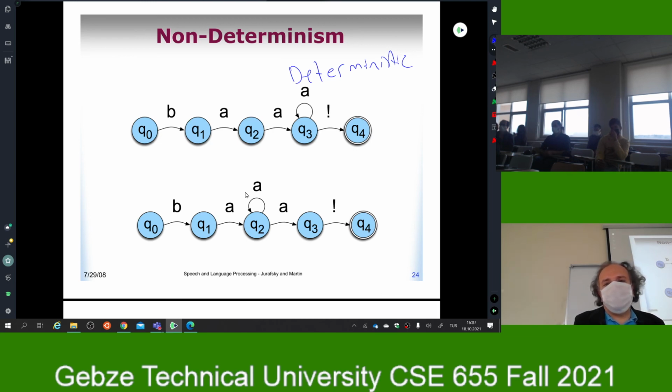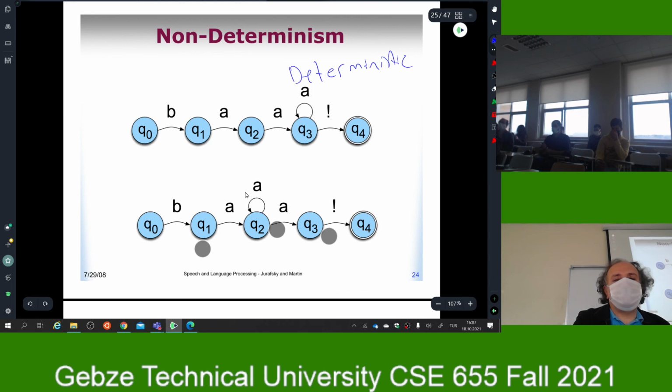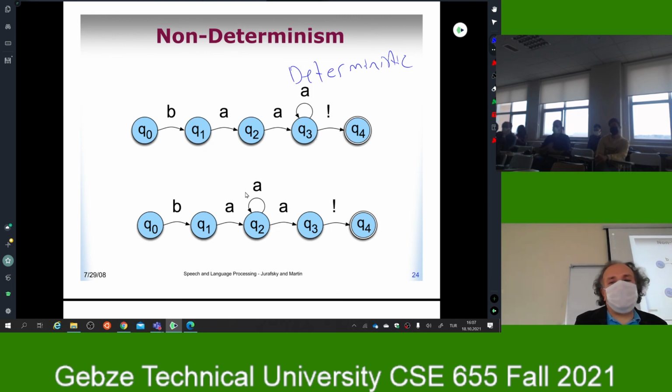The answer is no, there is no difference between them. Whatever you can do with a non-deterministic automata, you can do with the deterministic automata. So theoretically they are equivalent in terms of processing power or their capabilities. We know that. But then why do we have this? We'll talk about it later. These are more convenient for humans to explain stuff, and we will talk about it.